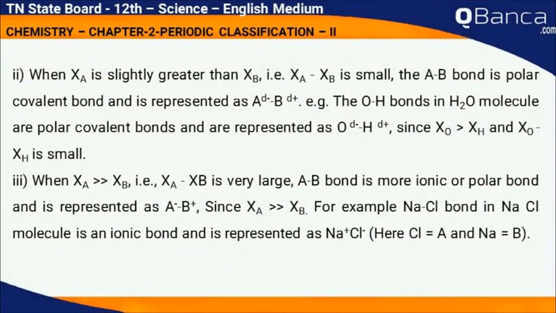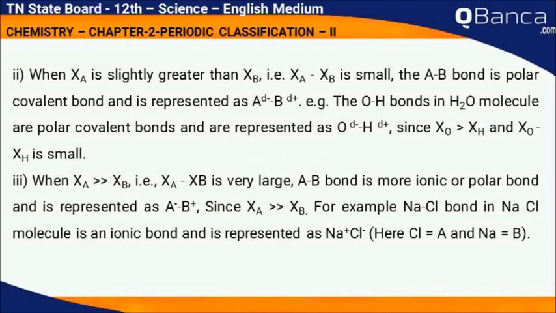When Xa is slightly greater than Xb, that is Xa - Xb is small, the A-B bond is a polar covalent bond and is represented as Aδ- Bδ+. For example, the O-H bonds in the H2O molecule are polar covalent bonds and are represented as Oδ- Hδ+, since XO is greater than XH and XO - XH is small.